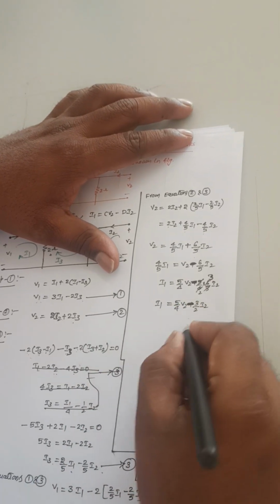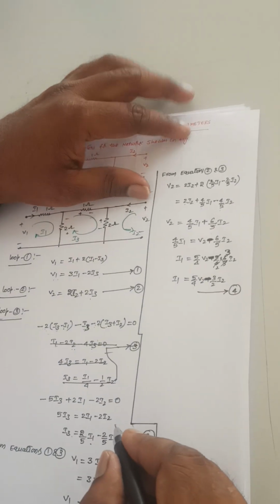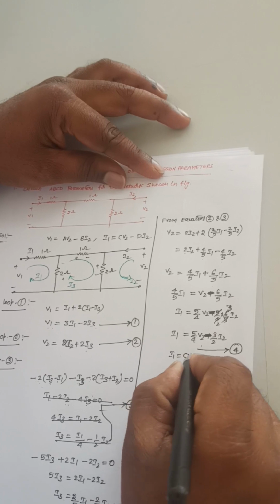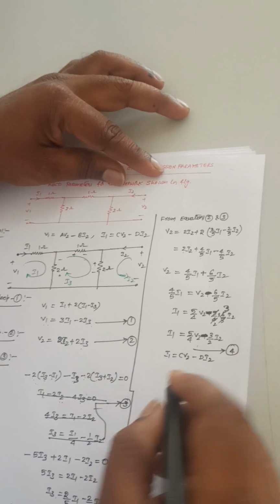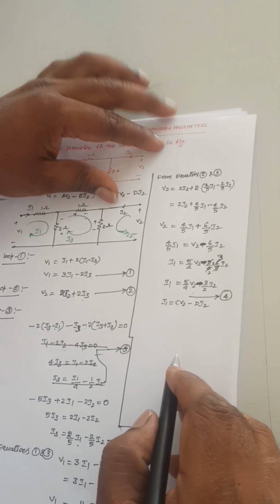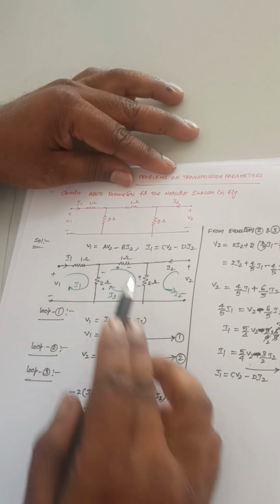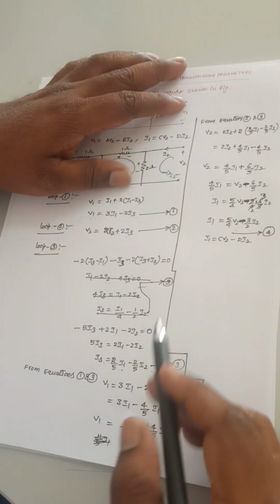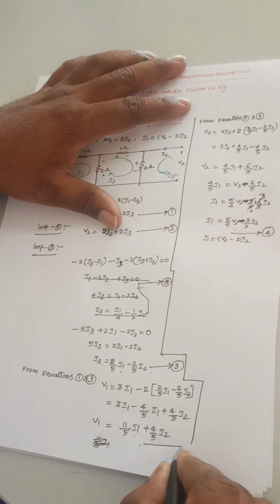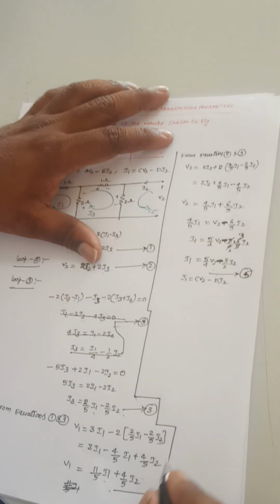So finally, let us consider this is equation number 4. So it is like I1 is equal to CV2 minus DI2. So the value of C here is 5 by 4. D value here is minus 3 by 2. Next, I need to write this expression here. V1 is equal to AV2 minus BI2. So I already wrote it here. Let us represent this as equation number 5.